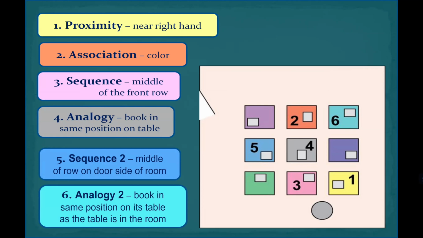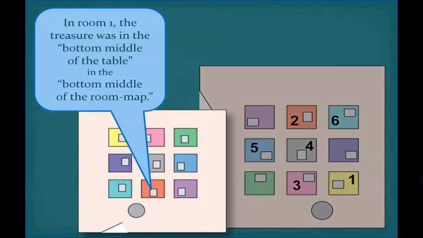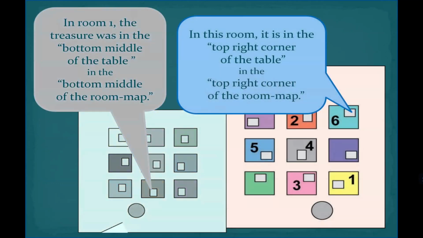And what's important to note is that I've done this thing in about 15 different teacher workshops. And in practically every single one of them, at least one teacher picked 4 different ones of these places to remember where this was. In room number 1, the treasure was in the bottom middle of the table, in the bottom middle of the room. In this room, it's in the top right corner, the table in the top right corner of the room. And that is a perfectly logical place to put it. Relatively few teachers will pick that because the other networks tend to happen earlier.